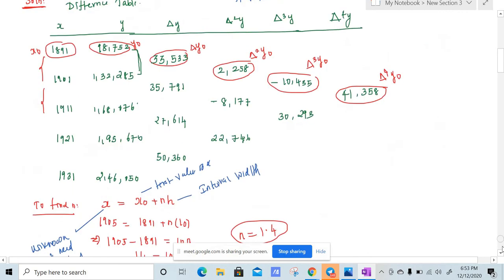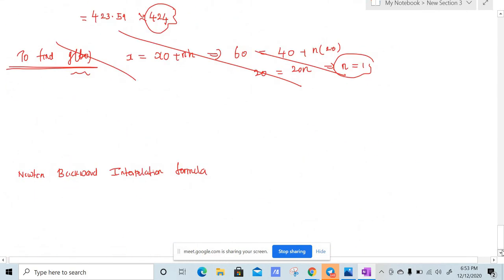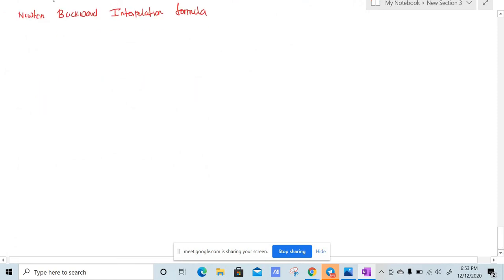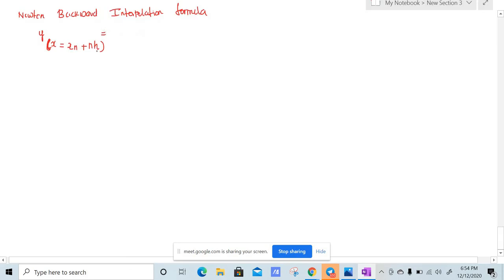I'll write the formula first, and it will give you more clarity. Okay, Newton backward interpolation formula. So y of x is equal to, there we use x naught plus nh, here you will use xn plus nh. So y of x is equal to xn plus nh.